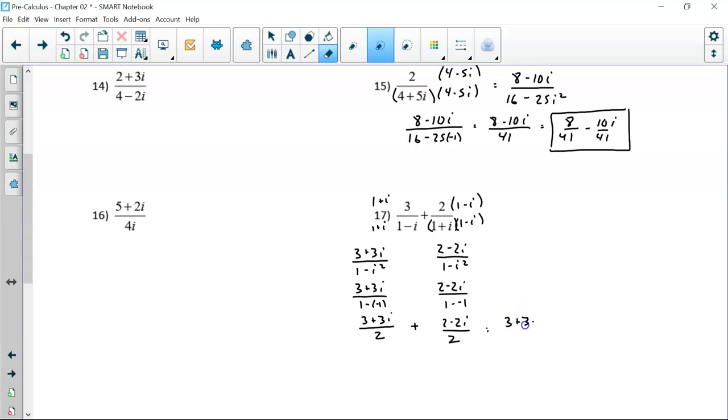3 plus 3I plus 2 minus 2I, all divided by 2. So when we combine in the numerator, 3 plus 2 is 5. 3I minus 2I is plus I, over 2. And then to finish up, 5 over 2 plus 1/2 I. And there is our final answer.